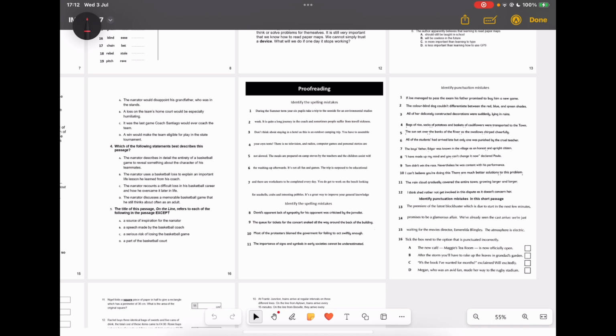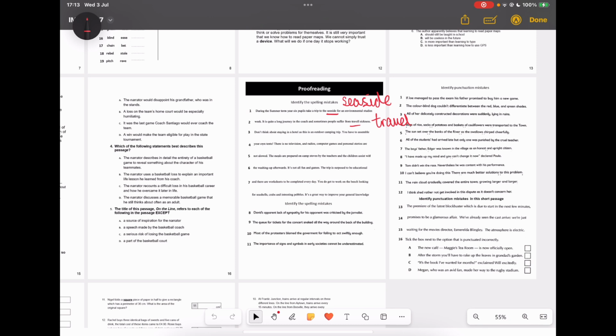So during the summer term, Year 6 pupils take a trip to the seaside for an environmental studies week. So this one is going to be seaside because it should be spelled with an A. So replace the second D with an A. Okay. Then, following this, it is quite a long journey in the coach, and sometimes people suffer from travel sickness. So travel should be spelled with one L.